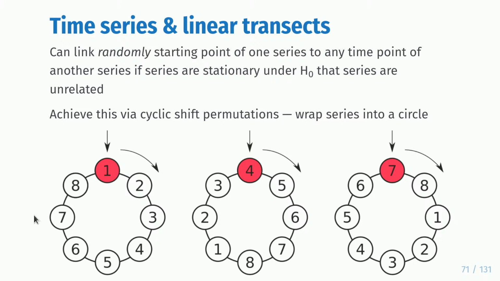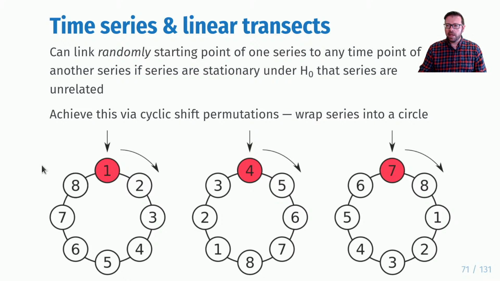And the way we do that is via cyclic shifts, and this diagram is showing a cyclic shift. So what we do is we take all of the observations, and I've got 8 observations in my time series or my transect here. And what we're doing is we just bend them into a circle at some starting point.